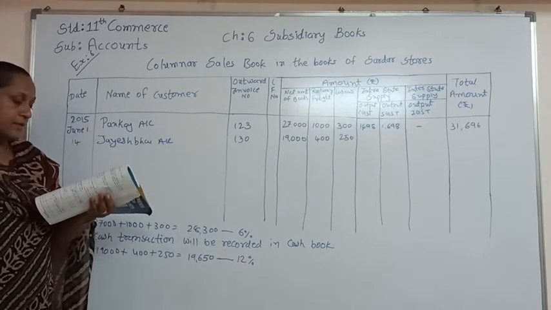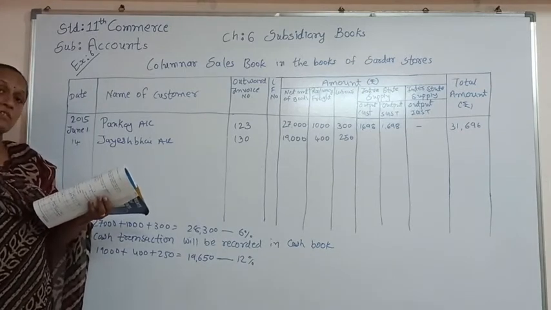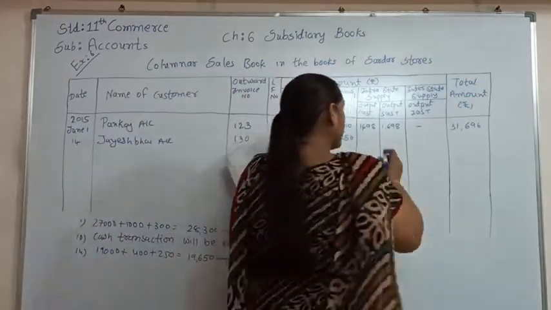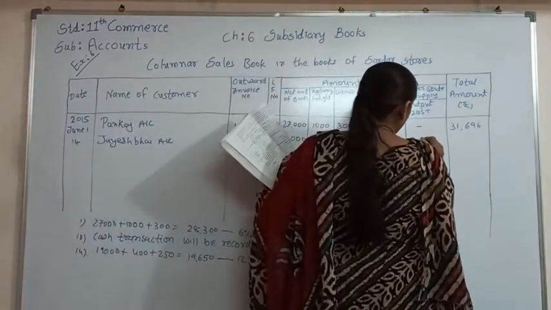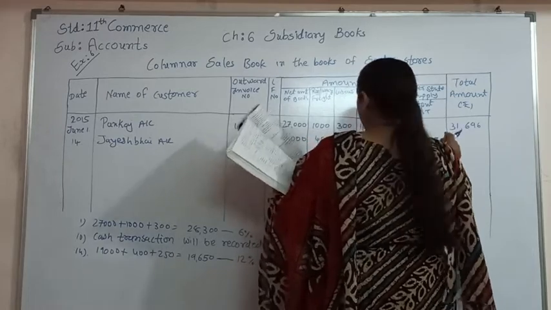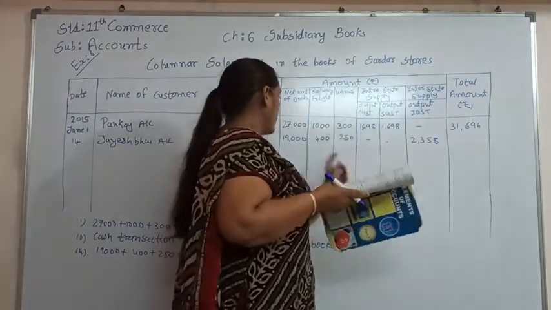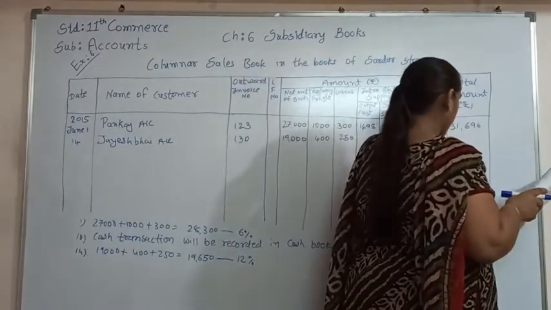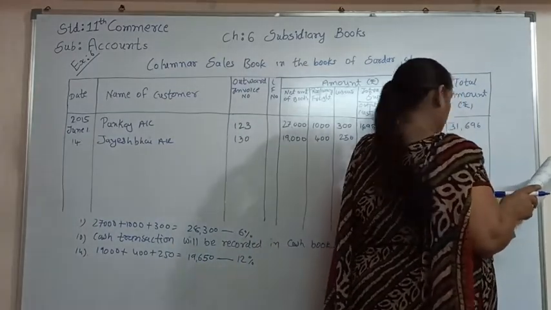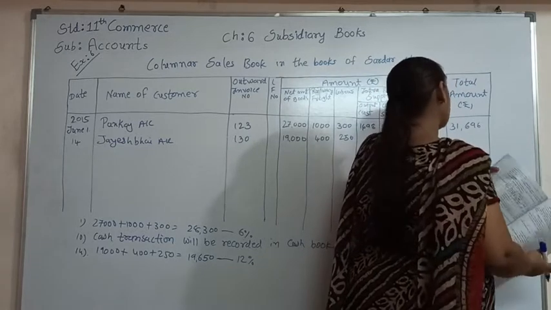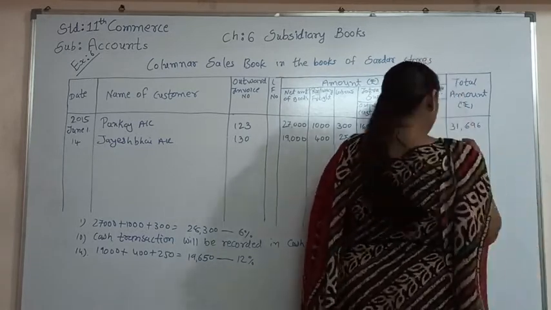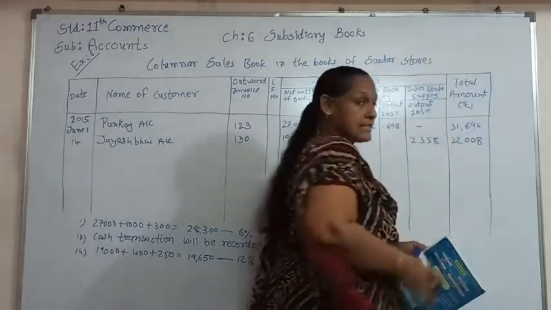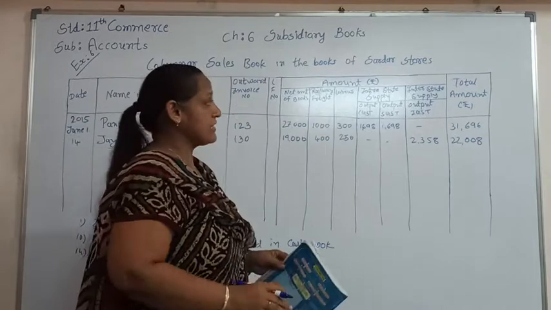And on that we are going to calculate 12% IGST. So 12% of 19,650 will be 2,358. And let's make the total of this, and that will be 22,008. So this is the transaction with the IGST.